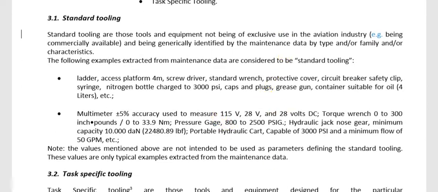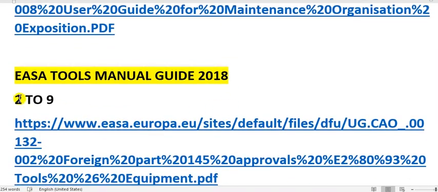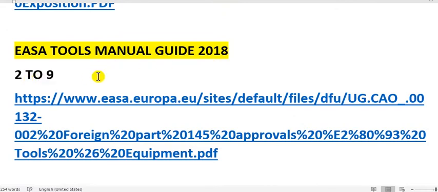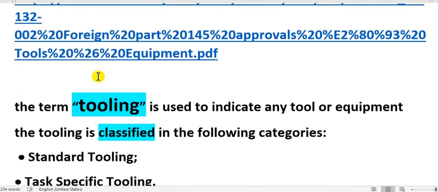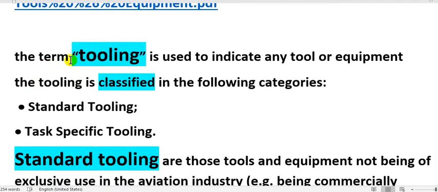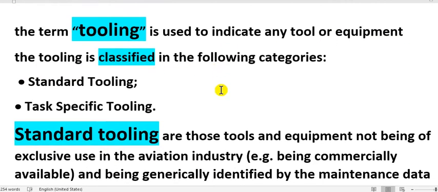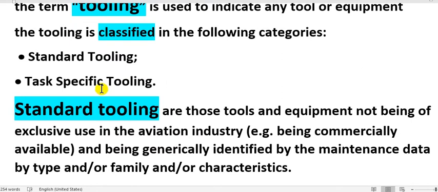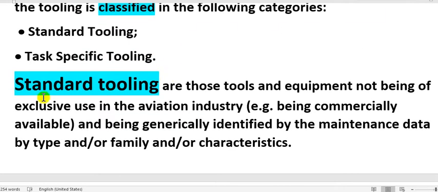I will go to the tools and equipment. Here are the tools and equipment in sections 2 until 9. The term tooling in this manual is used to indicate any tool or equipment. The tooling is classified into the following categories: standard tooling and task-specific tooling. I will give an example here. Standard tooling are those tools and equipment not of exclusive use in the aviation industry.